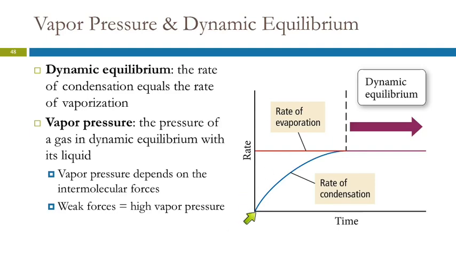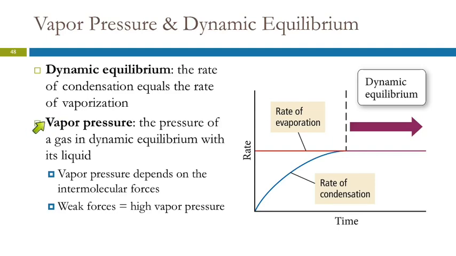The rate of condensation initially is 0 because there are no gas molecules to condense. As time goes on and evaporation proceeds, the rate of condensation will increase. You're getting more and more gas molecules, but at some point in time, the rate that you're making gas molecules is going to equal the rate at which you're condensing them back into the liquid. And at that point, you have a dynamic equilibrium. Equilibrium, it's balanced. Dynamic, it's not a static thing. It's not that everything's frozen. There's stuff going on, but it's balancing out.